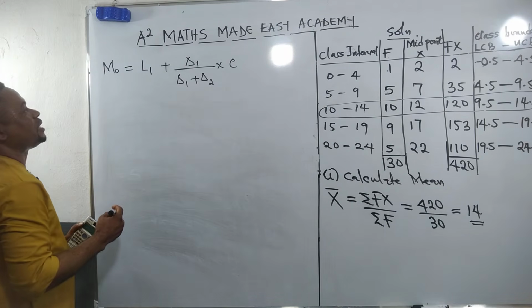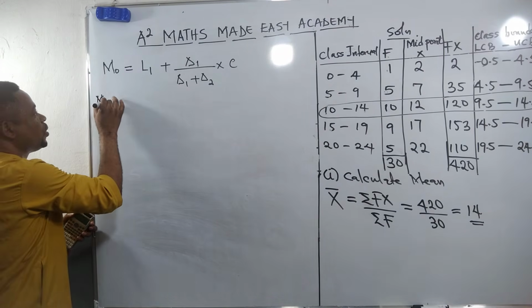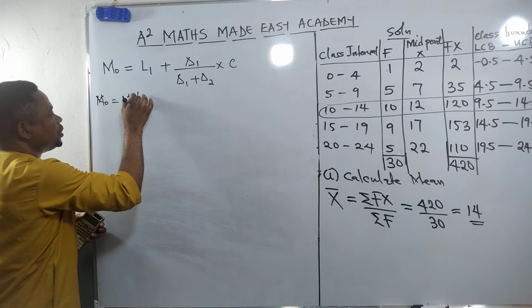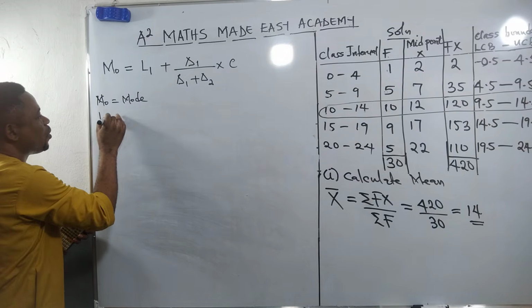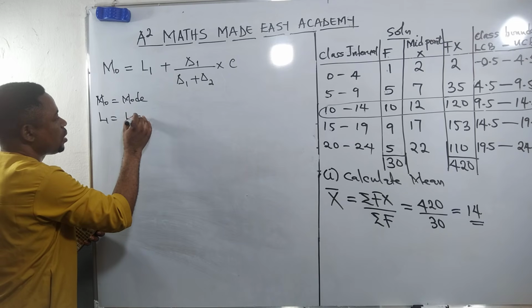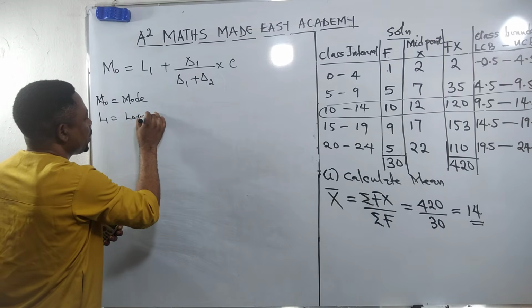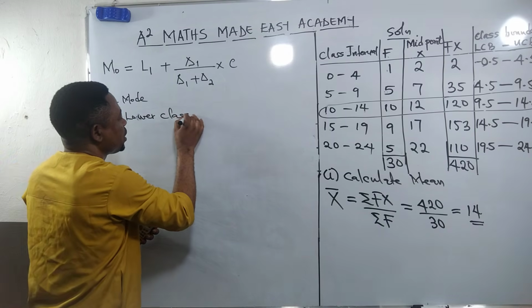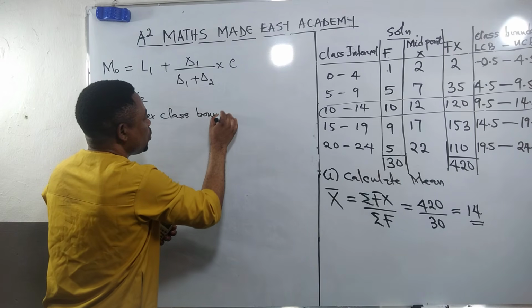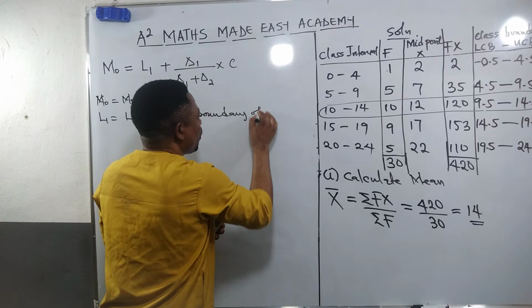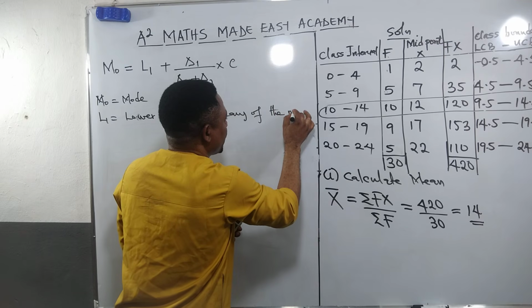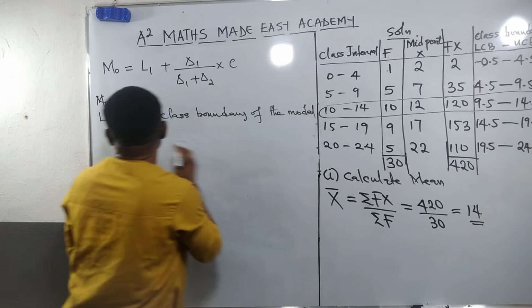Then let us consider the parameters now. Mo is called the mode of the distribution, while L1 is called the lower class boundary of the modal class. That is the meaning of L1.